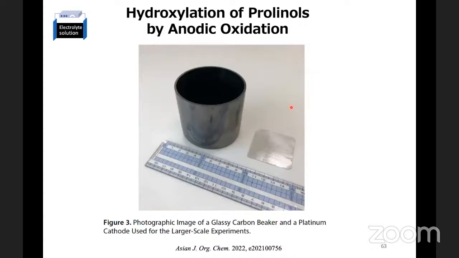Since hydrous acetonitrile is used as a solvent, the reaction apparatus can be configured very simply. The photo shows a glassy carbon beaker used as an anode in the reaction, with a platinum plate inserted in the center of the vessel. Since the reaction can be carried out in an open system, it has the advantage of being easily scaled up.